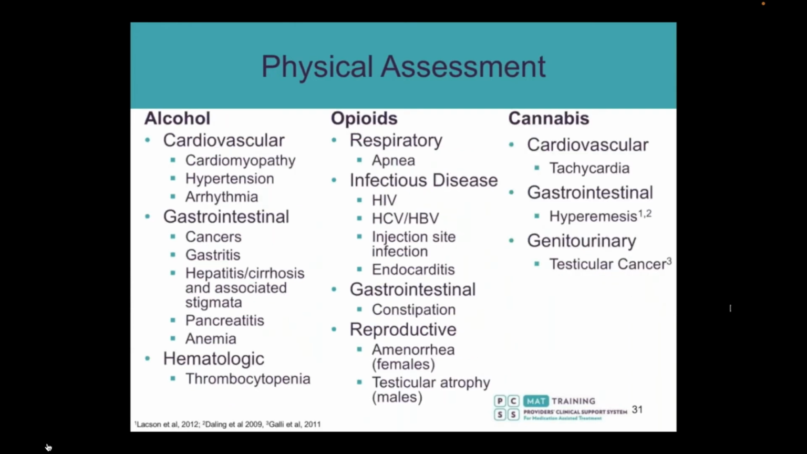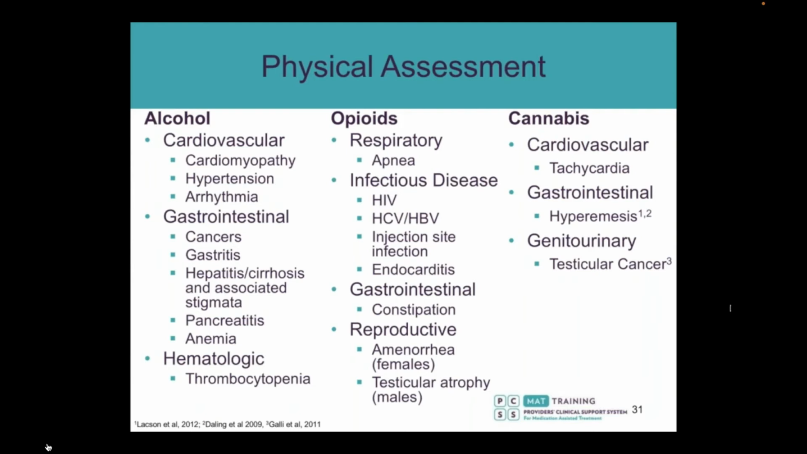And I've included a list of common physical complications related to more common substances of use. So thinking about alcohol, systems that are majorly impacted can be the cardiovascular system, gastrointestinal system, and the hematologic system. With opioids, thinking about the respiratory system, infectious diseases, gastrointestinal, and reproductive.